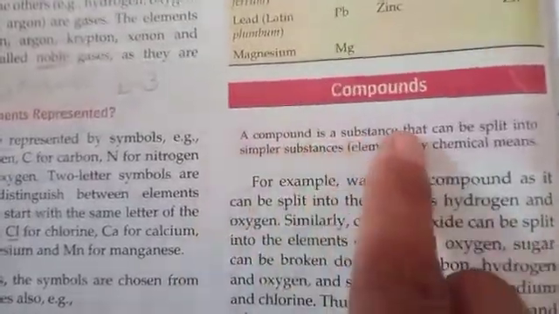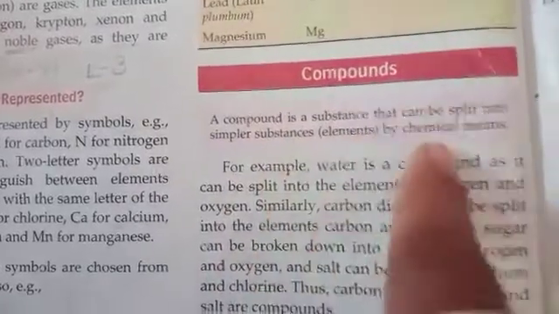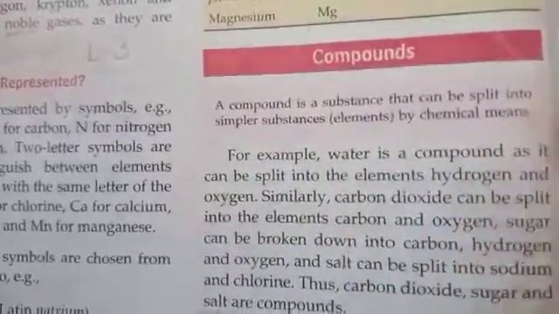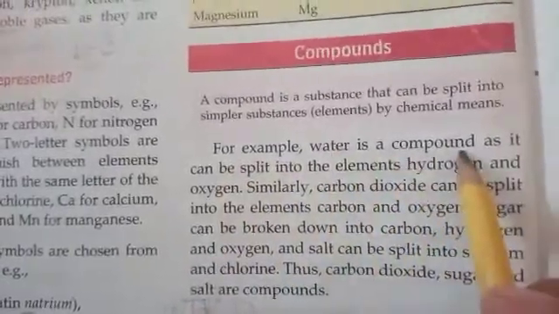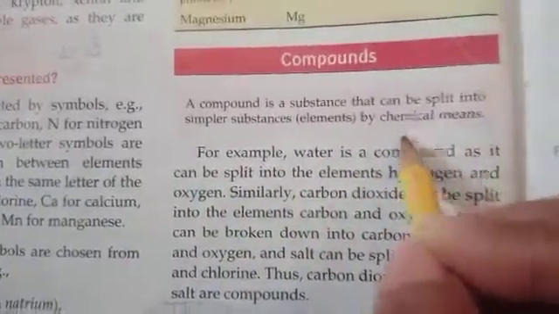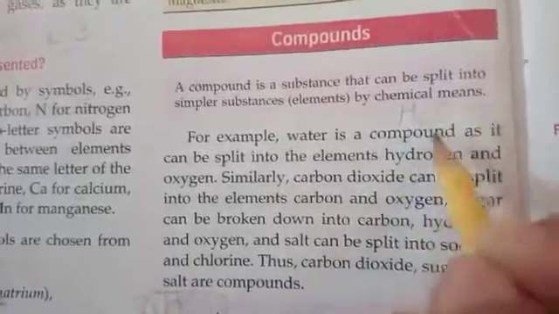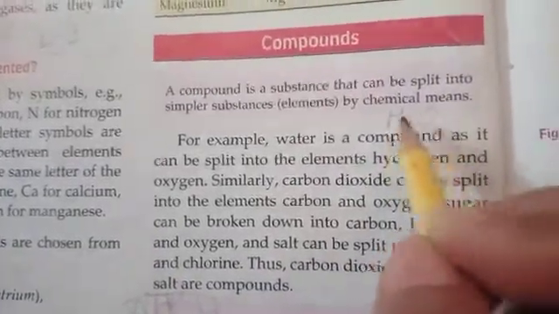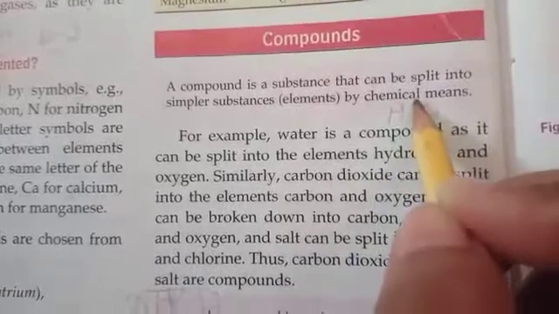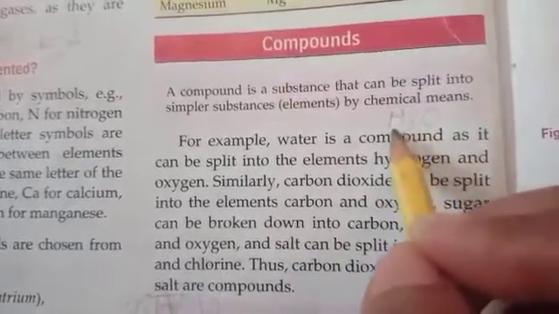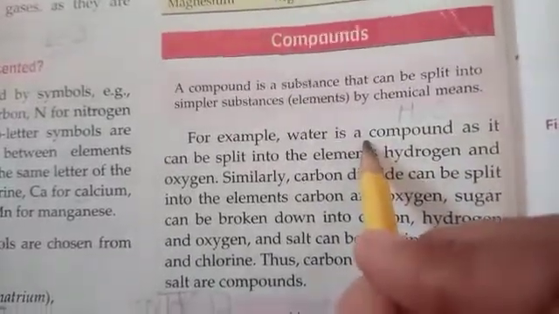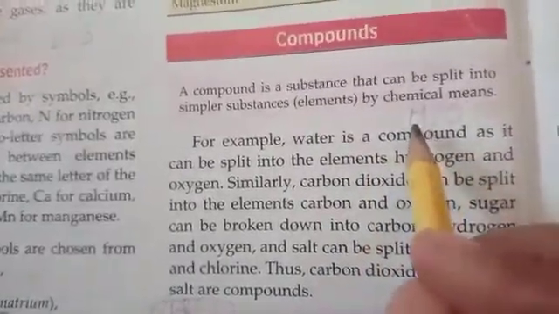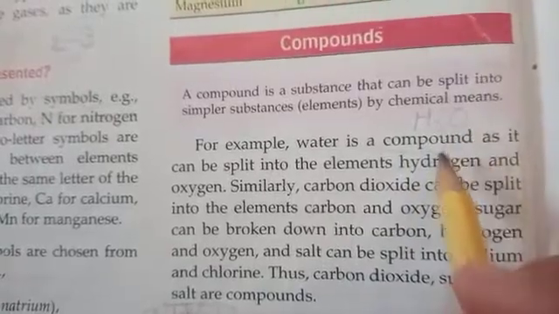A compound is a substance that can be split into simpler substances by chemical means. So here some examples are given. Water is a compound. The chemical formula of water is H2O. So it can be separated. When we separate it, we will get hydrogen and oxygen. Because water is a compound made up of elements, when hydrogen combines with oxygen, we get water.